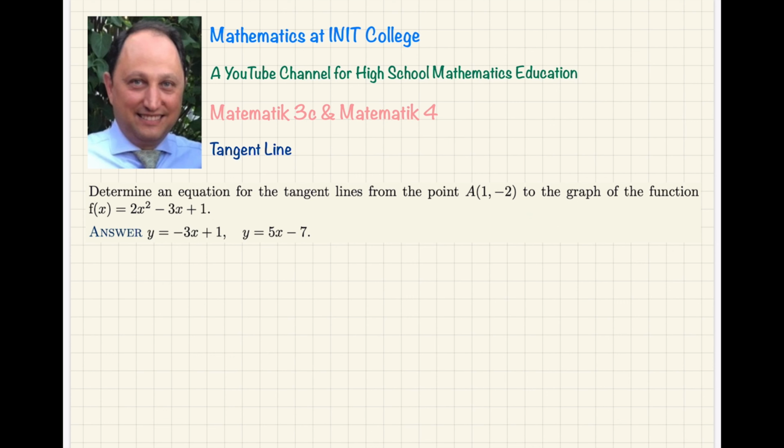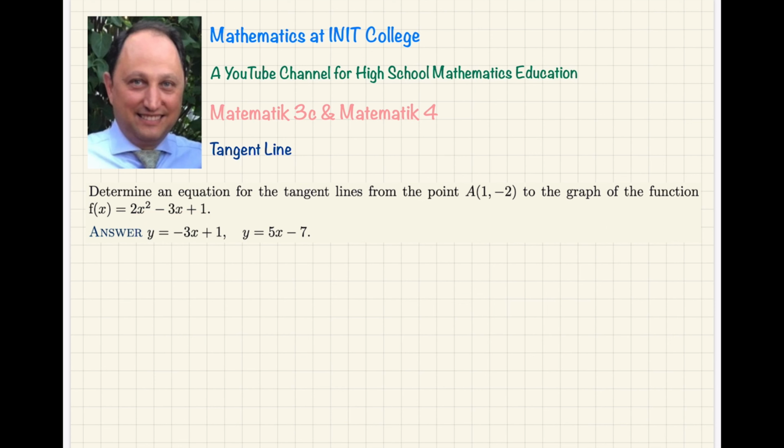Hi, this is Babak. In this video, I'm going to solve the following problem for you. This is a problem on the topic of tangent line. Let me read the problem for you first. Determine an equation for the tangent line from the point A with coordinates 1 and minus 2 to the graph of the function f of x equals 2x squared minus 3x plus 1.